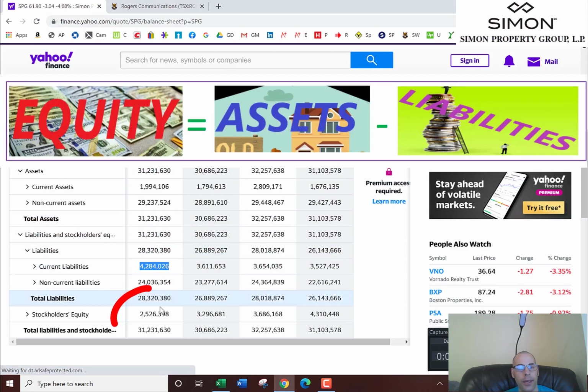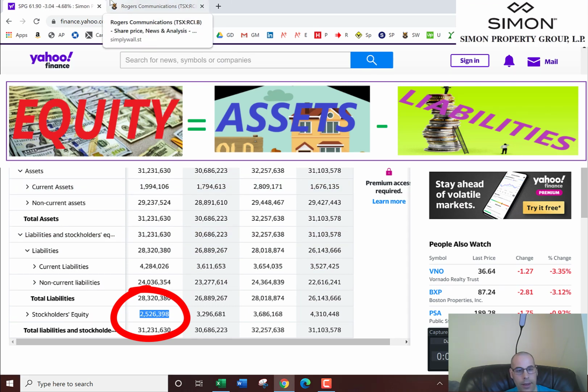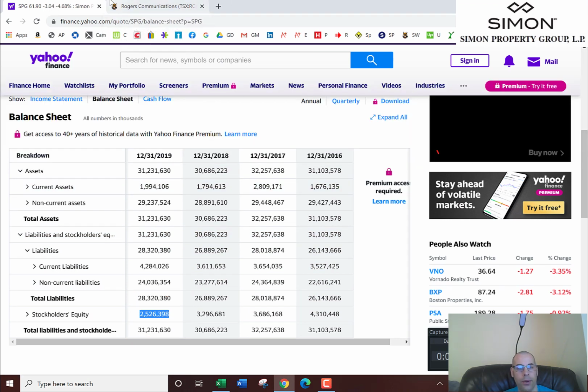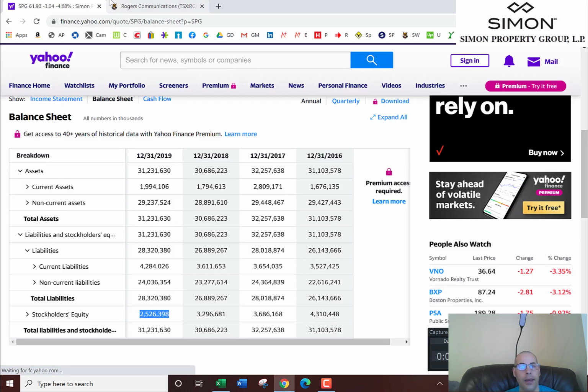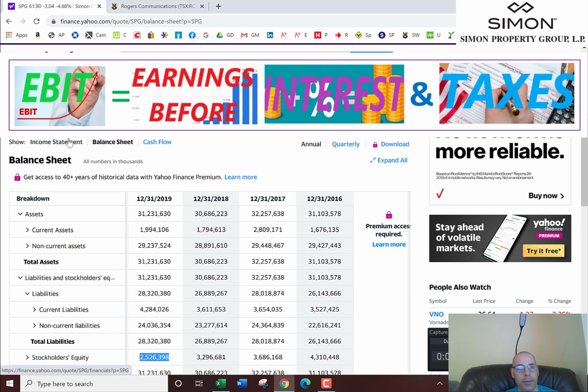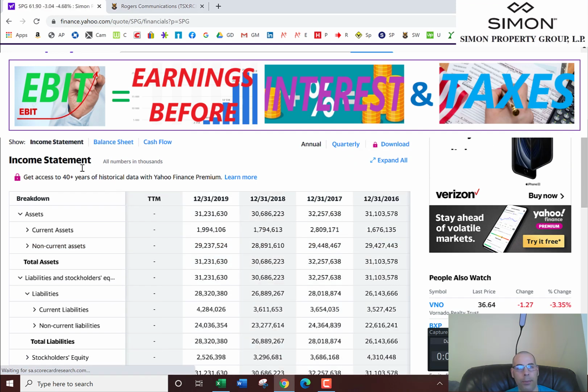And their equity. That's the total value of the company according to the balance sheet. That's total assets minus total liabilities, and that's 2.5 billion. And we'll pull their EBIT, earnings before interest and taxes, or operating income.